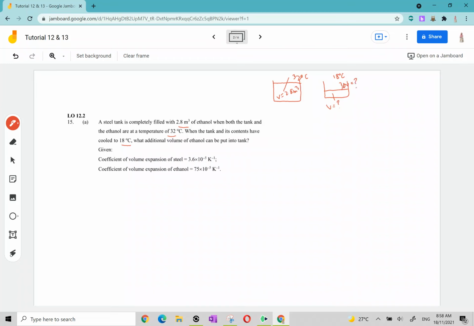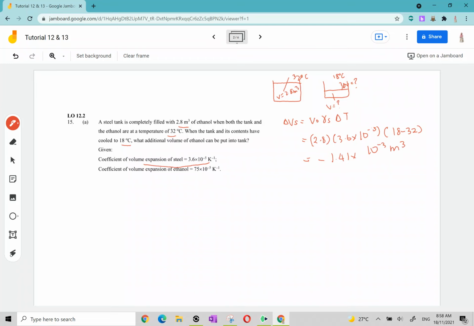Okay, so untuk jawab soalan ini kita perlu cari delta V, iaitu bagi steel tank sama dengan V0 gamma S delta T. So jadi V0 ialah 2.8. Okay, dan kemudian coefficient of volume expansion of steel dia dah bagi, terus ambil 3.6 darab 10 kuasa negatif 5, dan T adalah final minus initial. So dapat negatif 1.41 power of negative 3 meter cube. So awak akan dapat negatif, biarkan dia negatif.